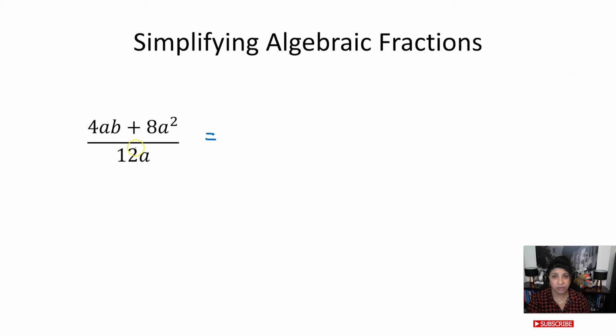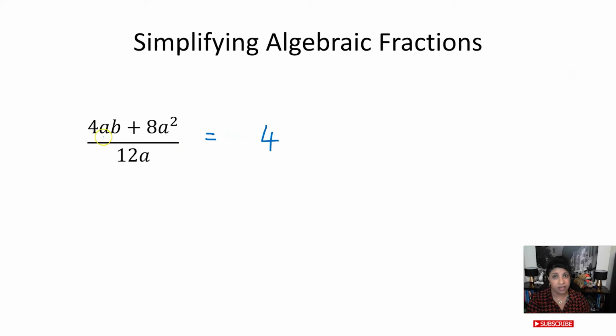Again, we want to factorize as much as we can and then cancel out whatever we can cancel. First of all, we look at the numerator and see I've got 2 terms here. What is common between the numbers? So start to look at the numbers first. I've got 4 and 8. The highest common factor between 4 and 8 is 4. So I'm going to write 4 first.